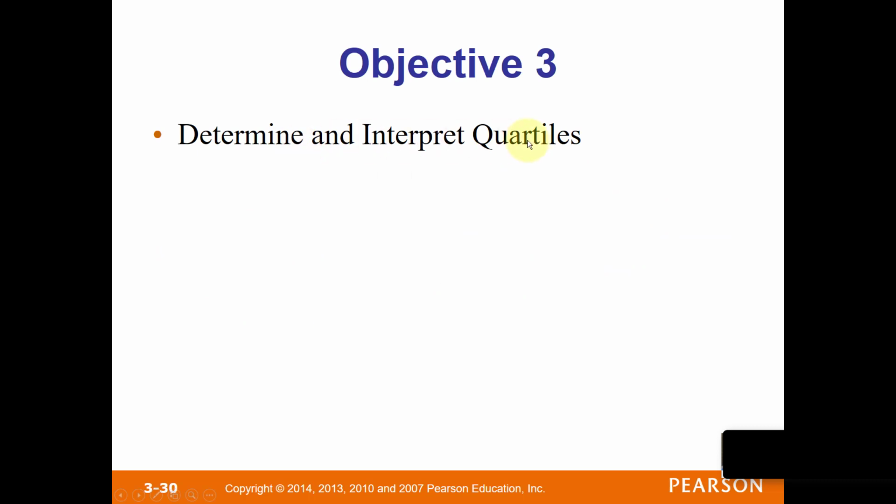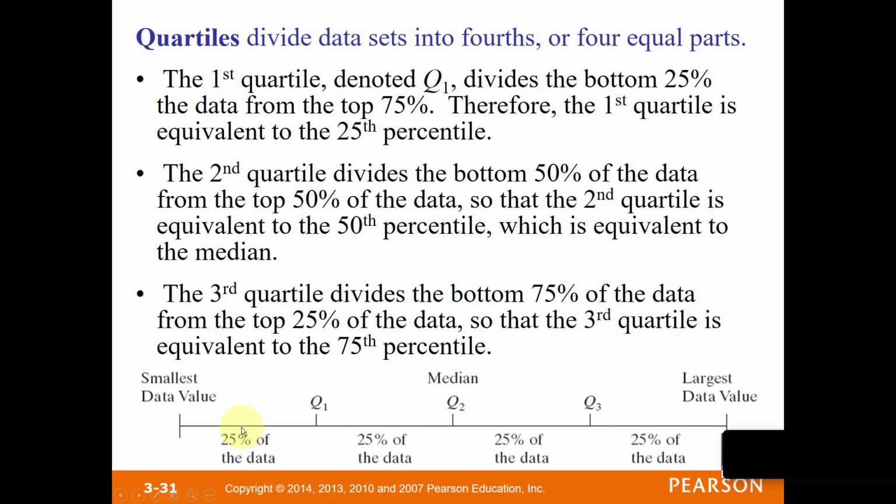Determine and interpret quartiles. Now we've already done that, so this should be easy. We divide the data set into 4 equal segments containing 25%, 25%, etc. The one thing I want you to focus on very carefully here is that this picture is misleading. I have a tendency to do this on the board. All textbooks have a tendency to do this. These diagrams are very misleading. We're not talking about equal distances. What we're talking about is 25% of the data, 25%, 25%.